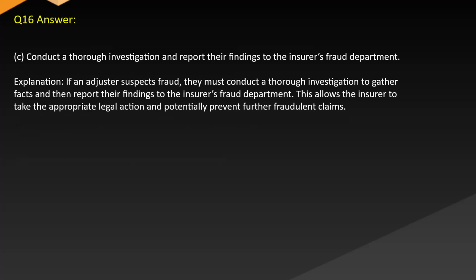Answer: C. Conduct a thorough investigation and report their findings to the insurer's fraud department. Explanation: if an adjuster suspects fraud, they must conduct a thorough investigation to gather facts and then report their findings to the insurer's fraud department. This allows the insurer to take the appropriate legal action and potentially prevent further fraudulent claims.